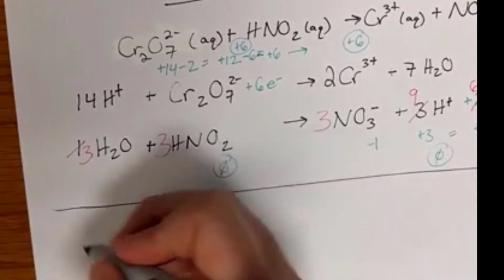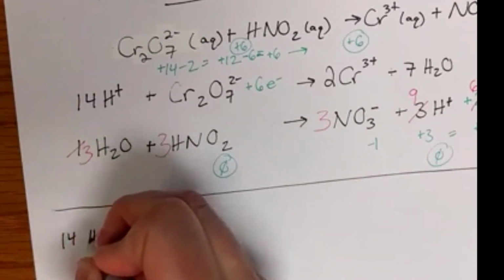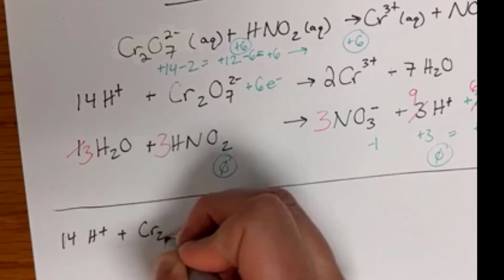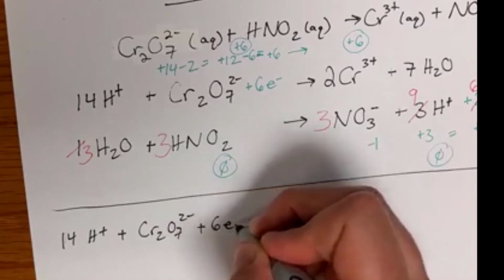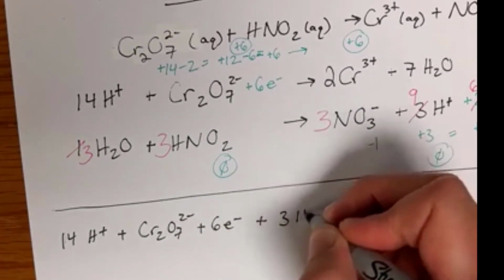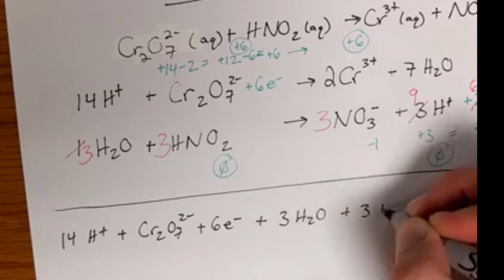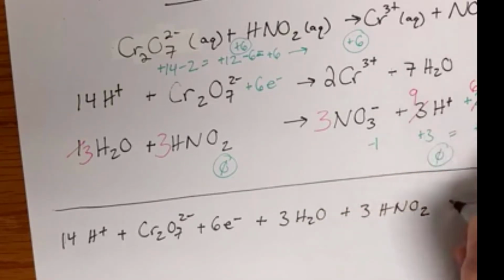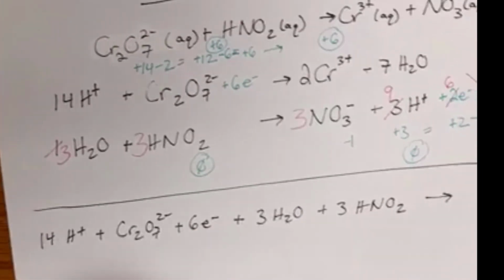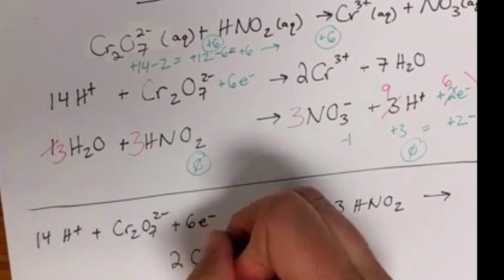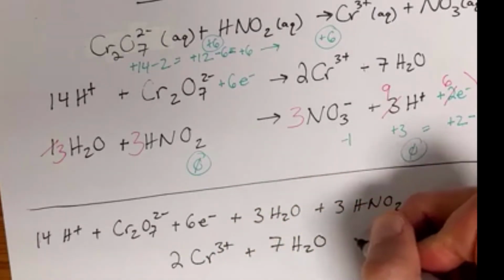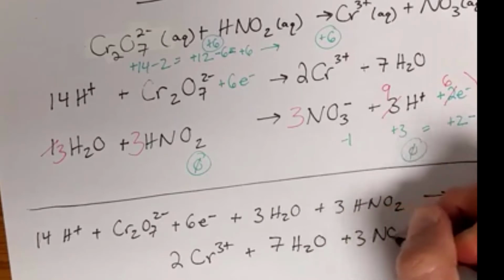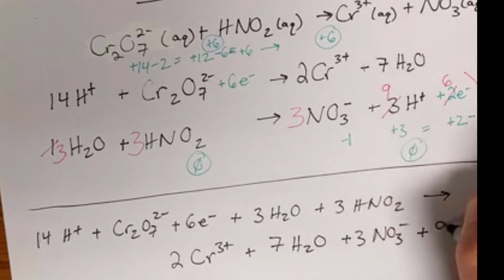So adding them all together. So I've got 14 hydrogen plus Cr2O7 2-, plus 6 electrons, plus 3 waters, plus 3 HNO2, yields, and I'm just going to have to put this on a different line just because I'm running out of room, 2 chromiums, plus 7 H2O, plus 3 NO3-, plus 9 hydrogens, plus 6 electrons.